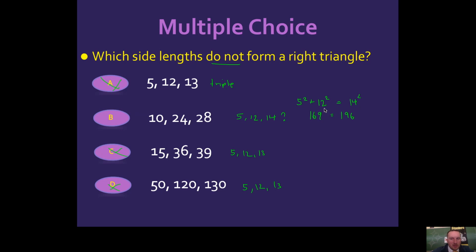And if you don't know these numbers, it's okay. You can type it into your calculator. 169 does not equal 196, so this is not a right triangle. That's your answer.